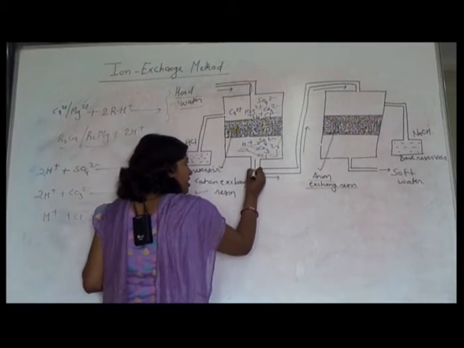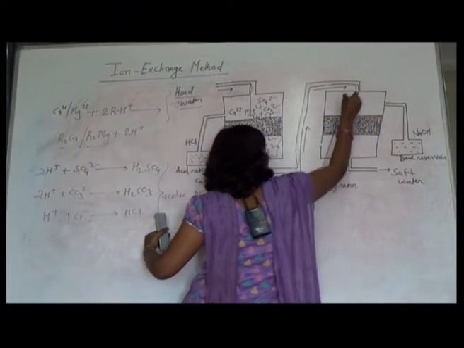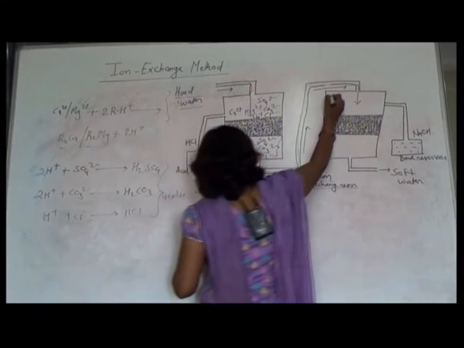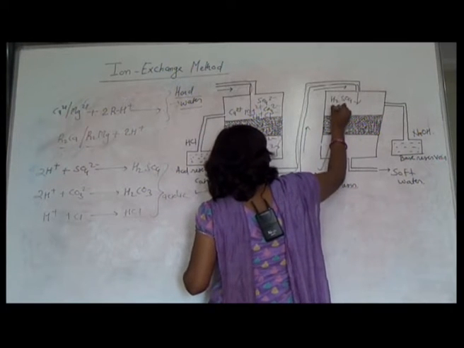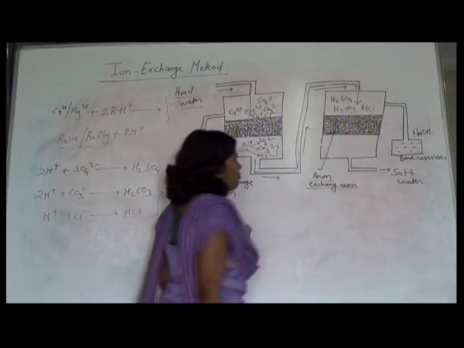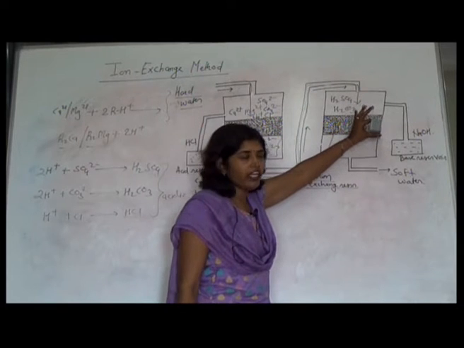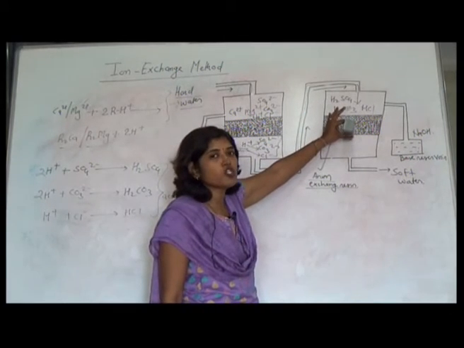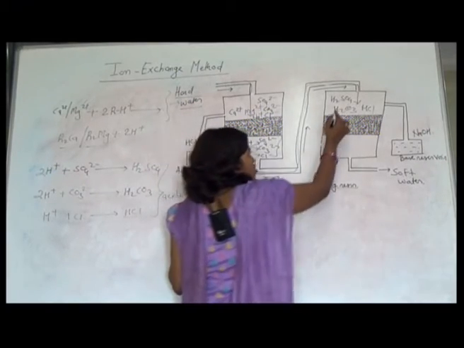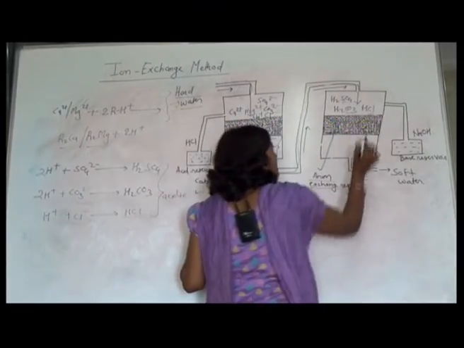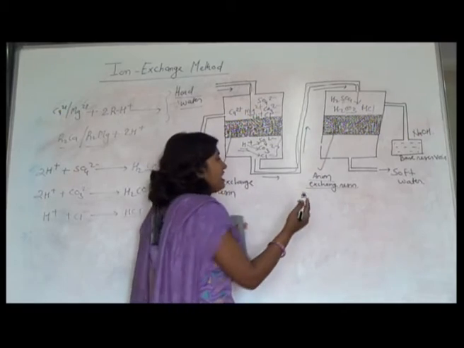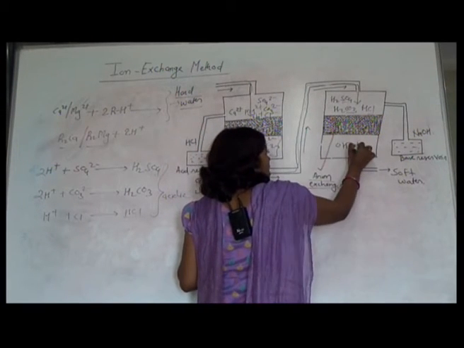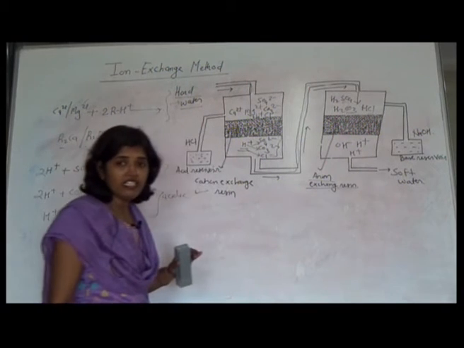Now that acidic water is allowed to pass through the second tower which is packed with the anion exchange resin. Acidic water means H2SO4, H2CO3 or HCl. That acidic water is percolated through the second tower packed with the anion exchange resin. Now what is the ability of the anion exchange resin? It exchanges anions causing hardness from the water. Means it takes SO4 2- ion, CO3 2- ion and Cl- ion from the water and it gives its OH- ion to the water, and that H+ is present in the water.